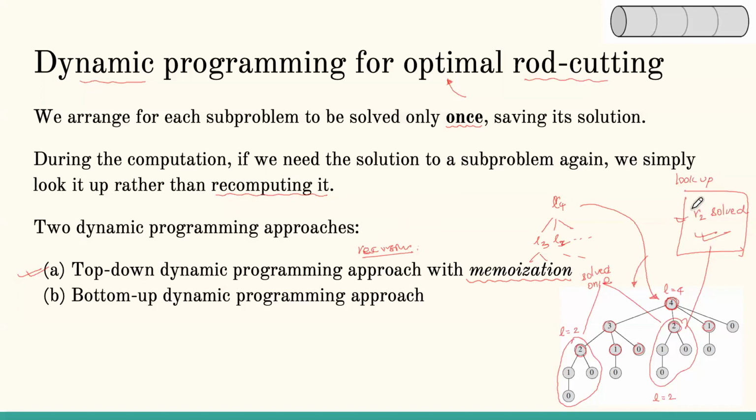The next approach is just the opposite, that is the bottom-up approach, where instead of solving directly for L equals 4, we start with a solution that starts by solving for L equals 0 first, and then 1, 2, 3, and so on. So in other words, just opposite to the way a recursive solution would solve it.